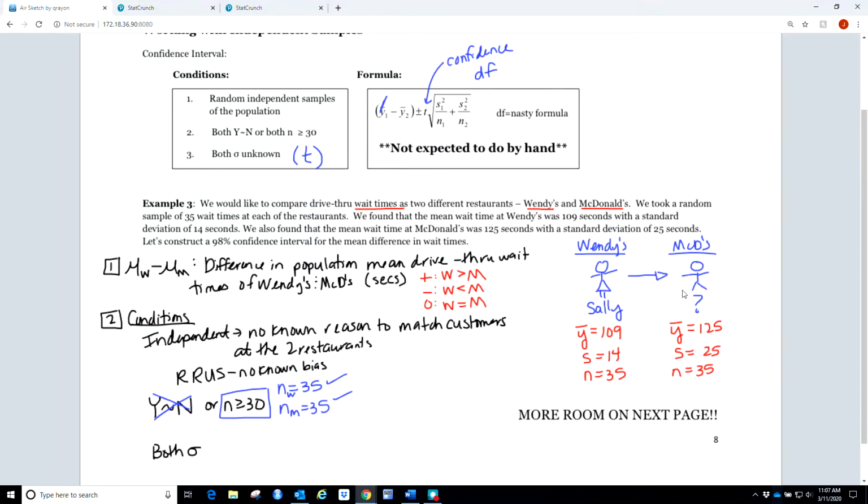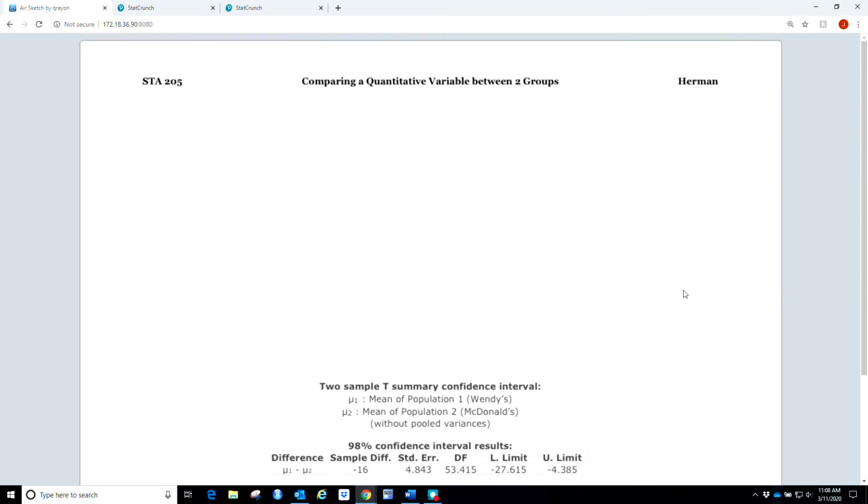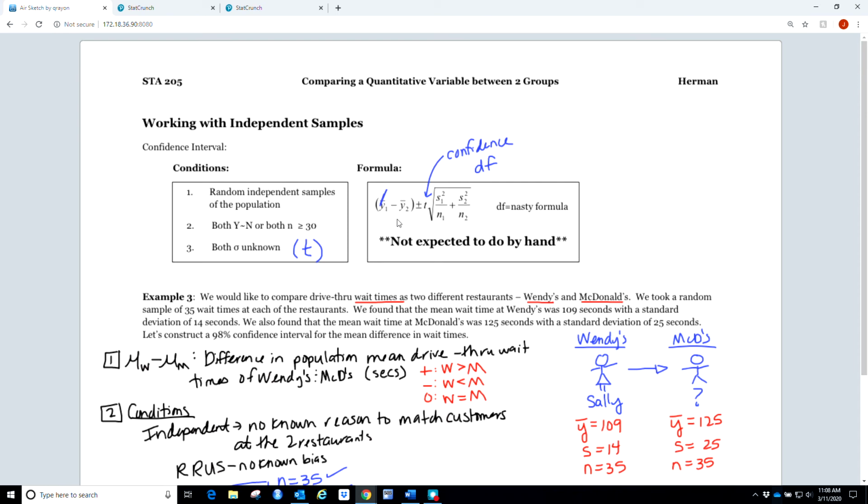Finally, we need both of our population standard deviations to be unknown. And again, the main reason for that is why we're using the t-distribution. So that's true. We have our sample standard deviations instead. Alright, so on step 3, we're going to be doing the calculation of the interval, but we're going to be utilizing a lot of StatCrunch output to help us here. So going back and forth, looking at the formula here, the y bar 1 minus y bar 2 isn't going to be too hard for us because we already have those two numbers.